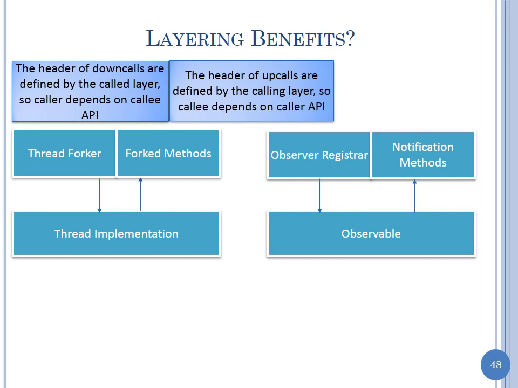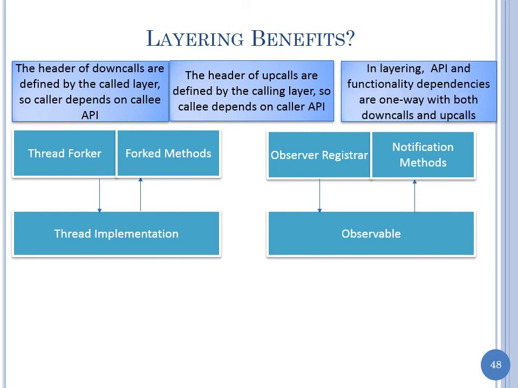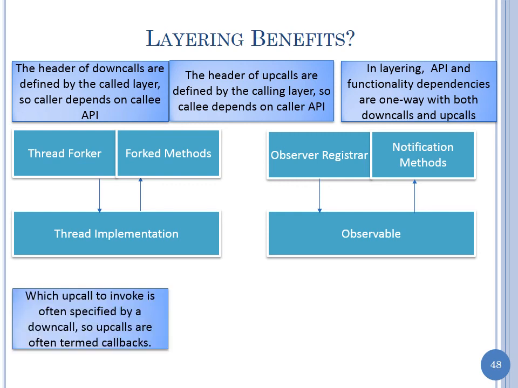Okay, so the header upcalls are defined by the calling layers, so callee depends on caller API. And in layering, API and functionality dependencies are one way with both downcalls and upcalls. So that is why we are not cheating. Indeed, we have layering, and so we get the functionality we want, while following the layering principle.